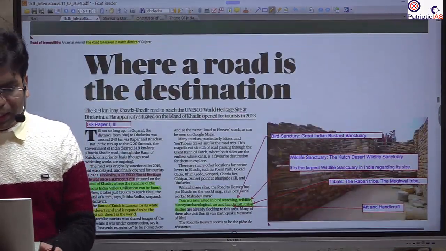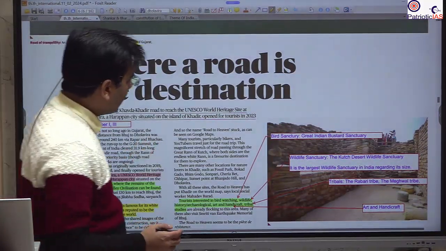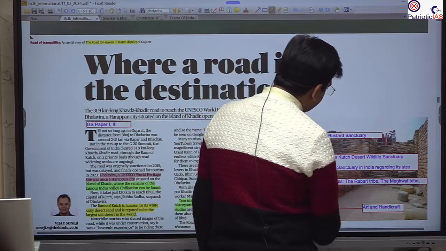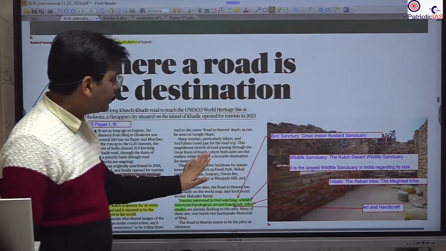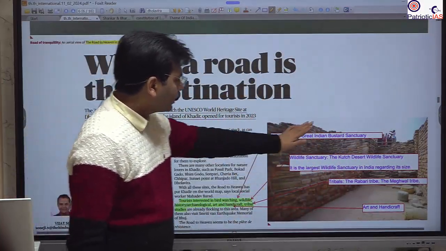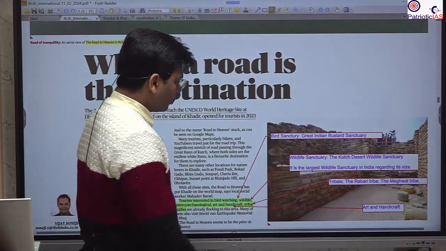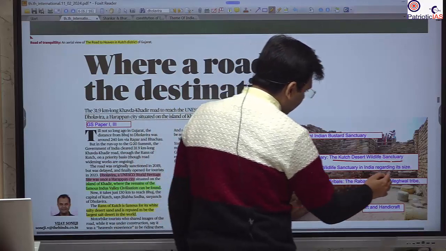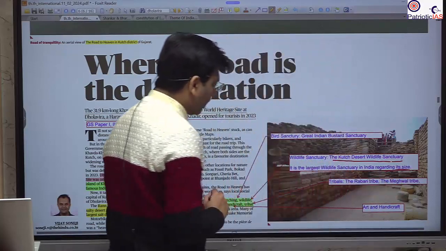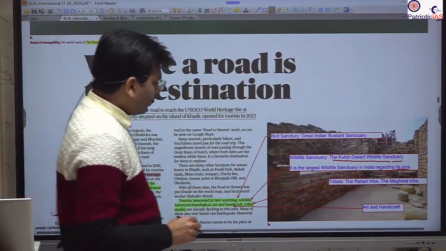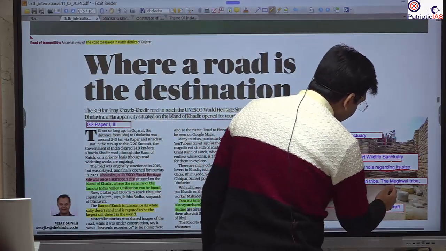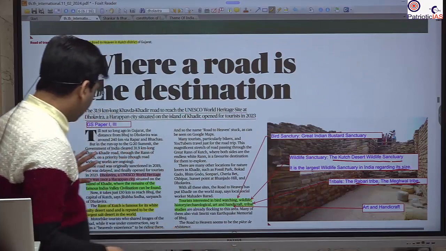Another thing about this area, Kutch, is that it is famous for the bird sanctuary, the Great Indian Bustard Sanctuary, here in this region, and this bustard is critically endangered. Besides that, you should know the Kutch Desert Wildlife Sanctuary is the largest in terms of area. Okay. Besides that, the tribes that reside here are the Rabari tribe and the Meghwal tribe. So please remember all this.